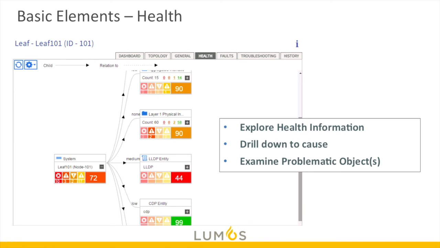We can also break things down. For example, the overall system health is shown as 72. Well, why is that? Well, we can drill down and see our layer 1 physical infrastructure is at 90 health. Maybe we've got a couple of alerts in there. Look at this, LLDP entity is at 44 health. So there's a lot going on here that we need to unpack, so we can drill down into there as well. So if we just click that plus button, we'd see another tree there.